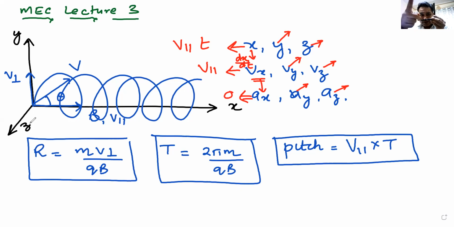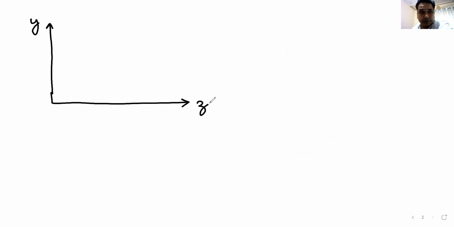Z-axis comes here, x-axis goes inside. Now how does the figure look now? Now this is your new coordinate system. It's not a new coordinate system. This is the original coordinate system turned by 90 degrees. Your x-axis goes like this.